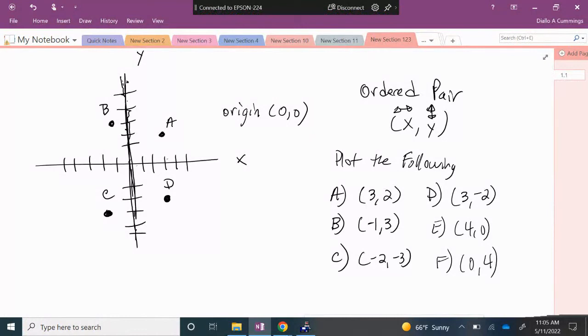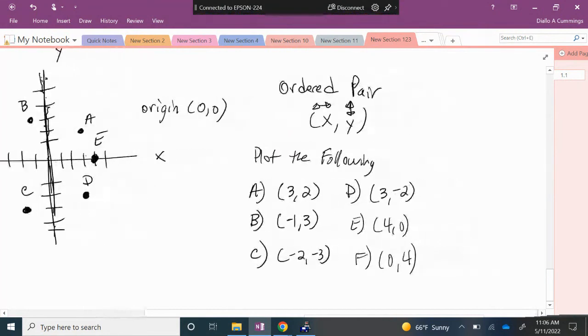And so now we have point E, which is (4, 0). All right, so again, I'm at the origin. My horizontal component is +4, so I'm going to move 4 places to the right. 1, 2, 3, 4. My vertical component is 0, so that means I'm not going to go up. I'm not going to go down. I'm going to stay on the x-axis. And this is what we consider to be an x-intercept.